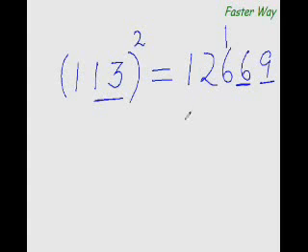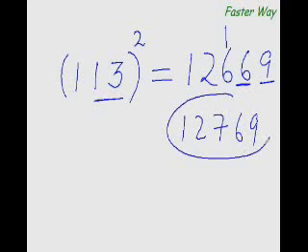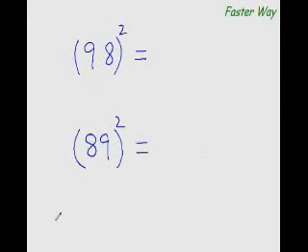Now it would be 12769. That is what your answer is. As simple as that. Isn't it? In a blink of an eye, you are squaring 3 digit numbers. Isn't that amazing? Okay. So once again, you find out what is 98 square.